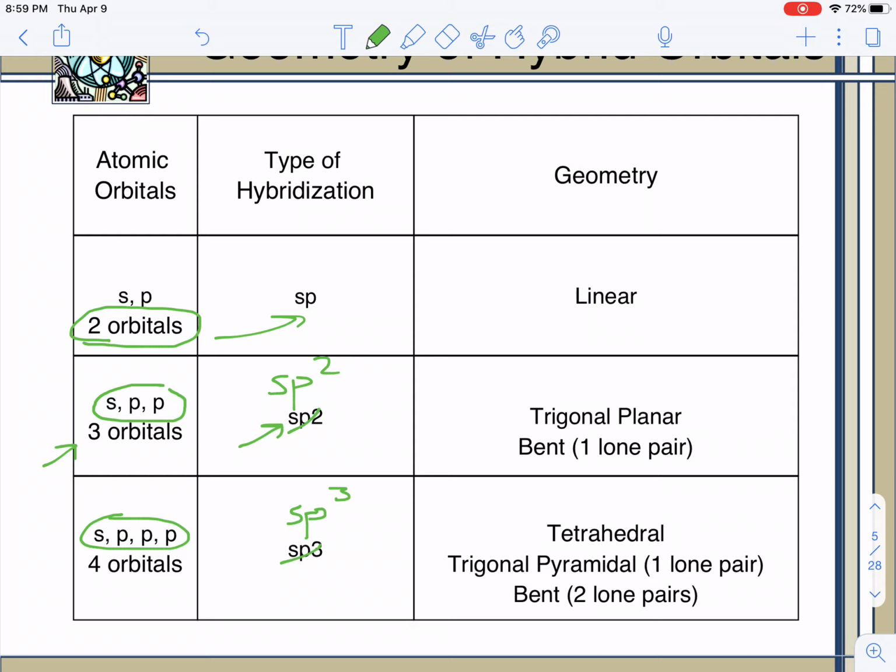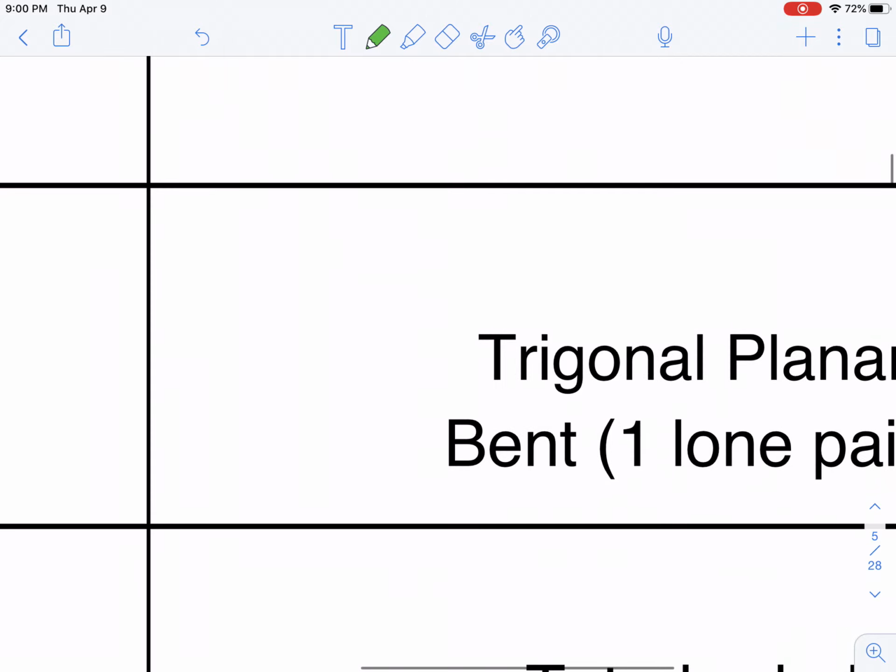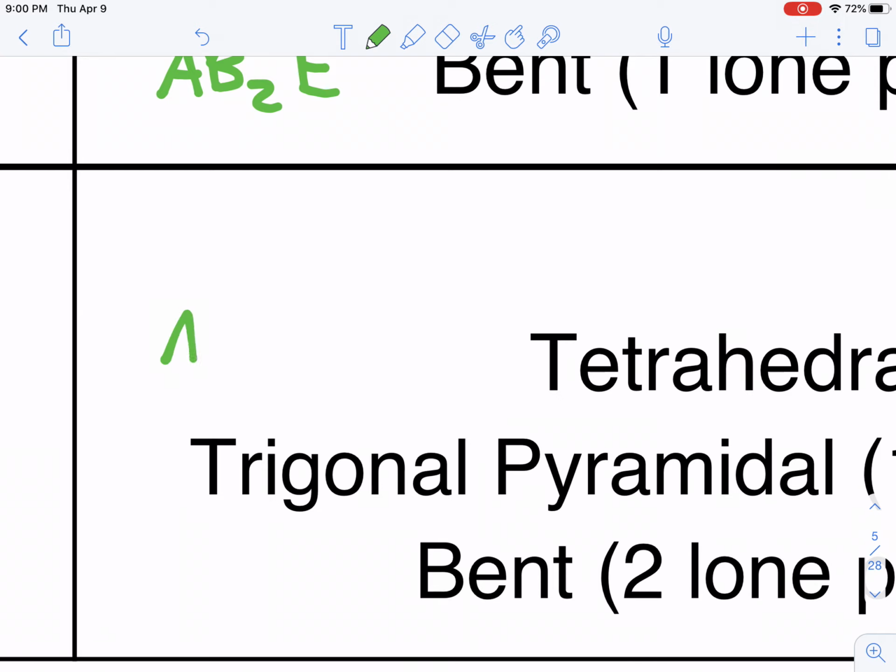Now, how can you figure that out? Well, here are the geometries associated with each type. So remember, linear is AB2. I'm going to write out the VSEPR model for each of these. Trigonal planar is AB3. The bent with one lone pair is AB2E. We know that tetrahedral is AB4. Trigonal pyramidal is AB3E. And bent with two lone pairs is AB2E2.